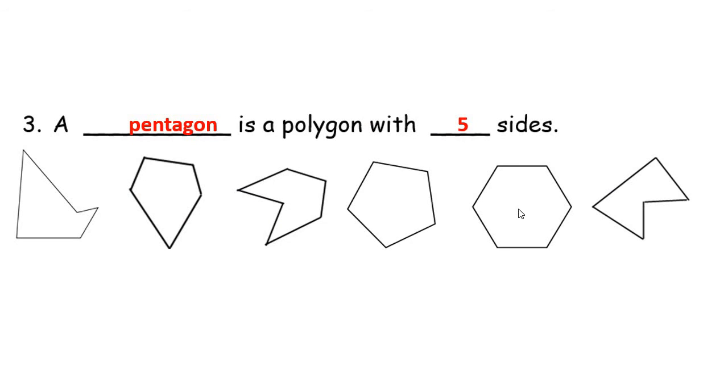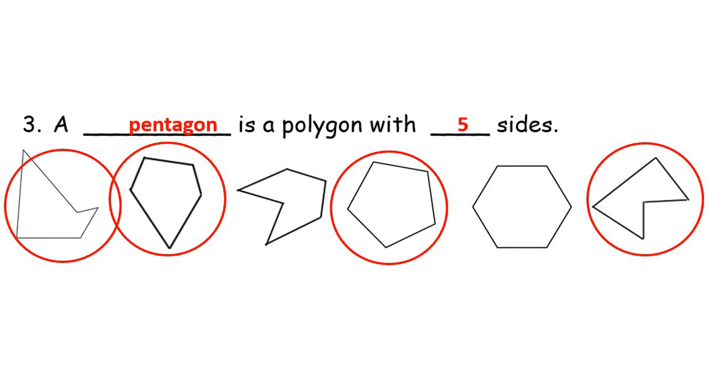Next, let's look at pentagons. Pent is a prefix that means 5, so a pentagon has 5 angles. Gon is the Greek word for angle. So pause this video and circle all of the pentagons. You should have circled these 4 shapes.